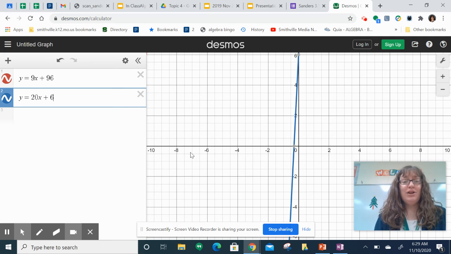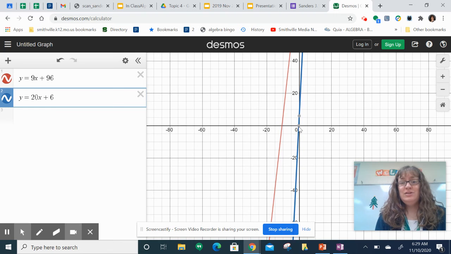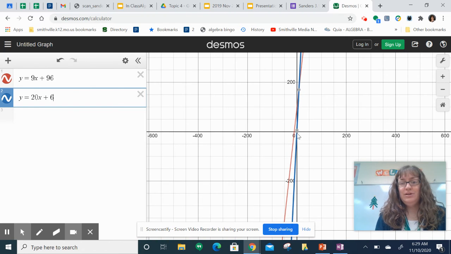Now, if you'll notice on our graph here, we can't really see too much. So I'm going to go ahead and zoom out just a little bit so that we can see. And we see right up here, there is a point where they do intersect. It looks like 8.182 and 169. And so what that tells me is at about day 8, they're going to meet on page 169, 170, somewhere in there.